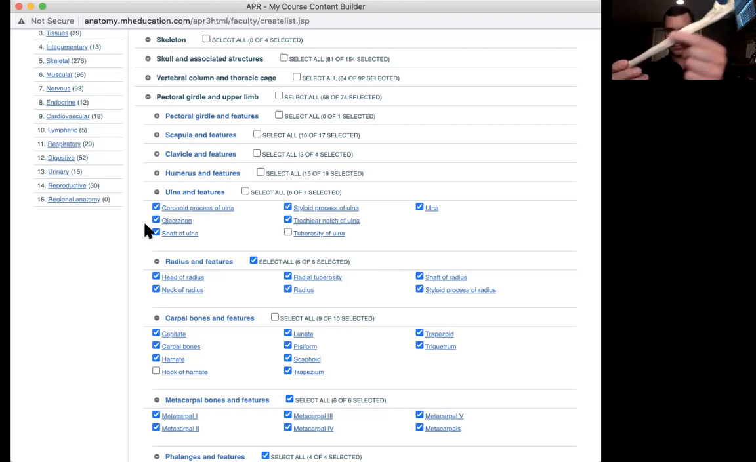Shaft of the ulna. And then lastly, we have the styloid process of the ulna. Okay. You can see it right there. And that is it.